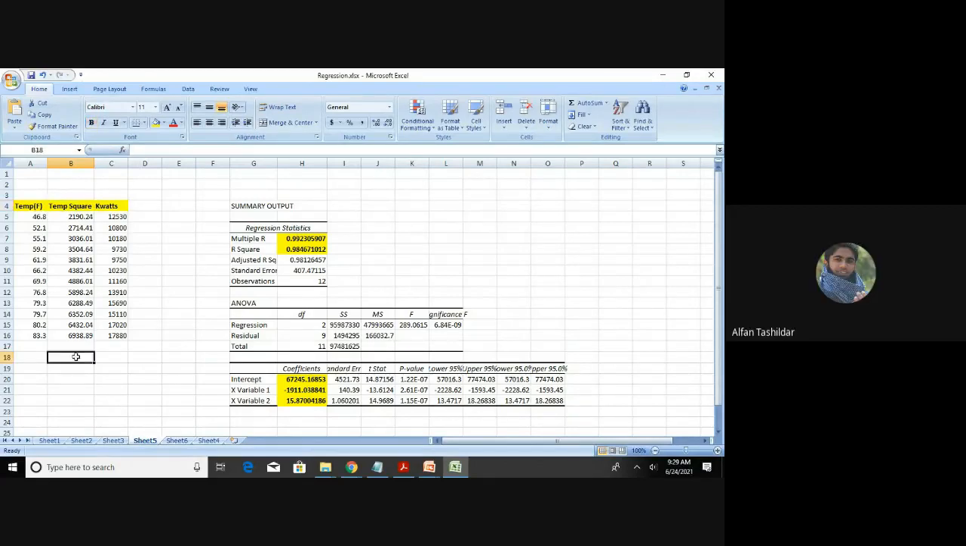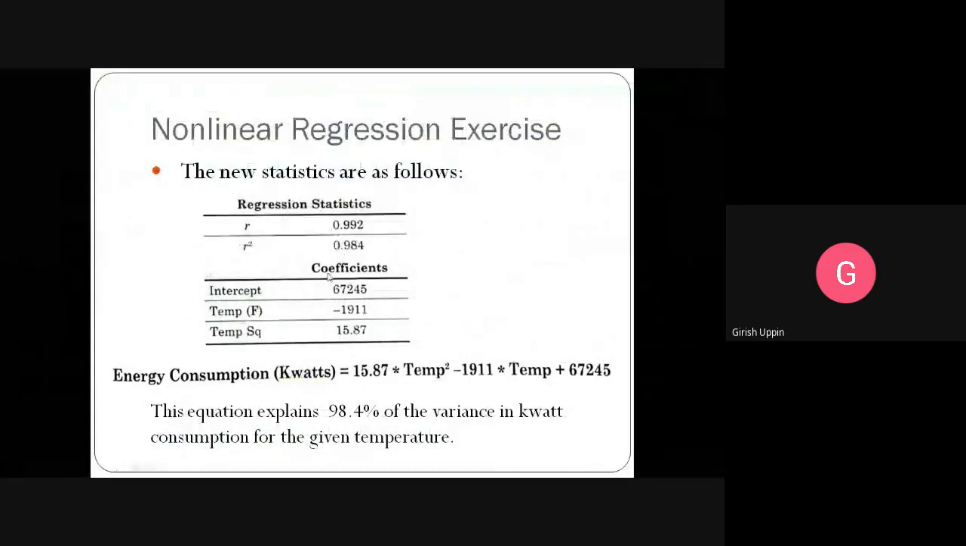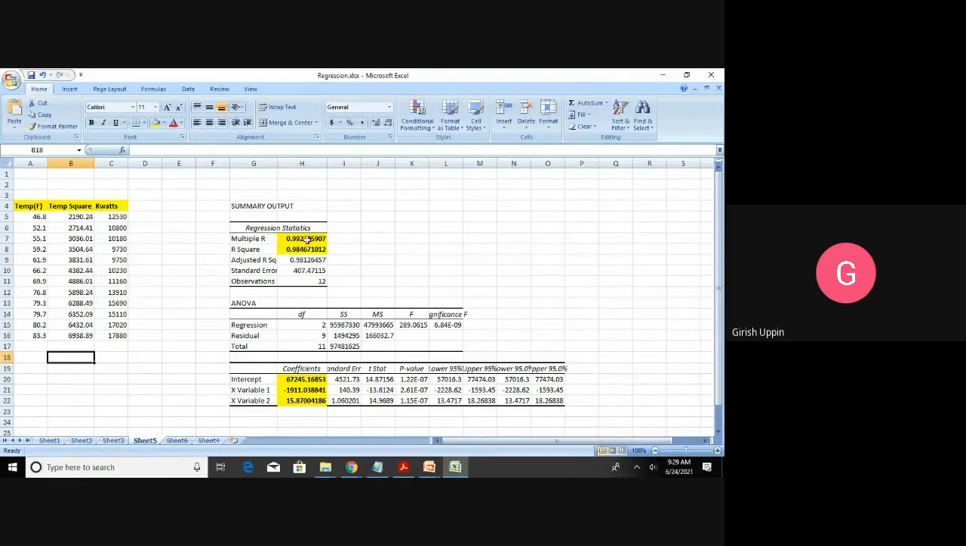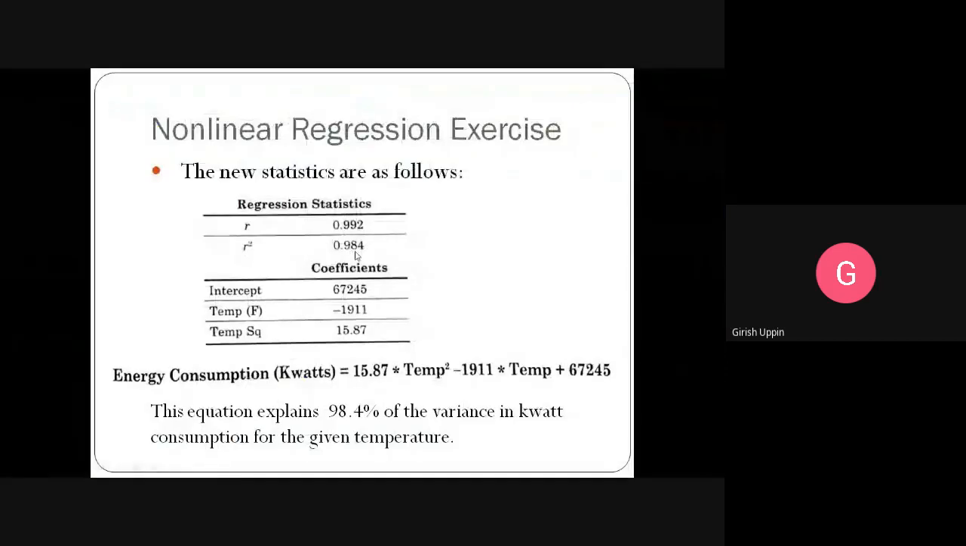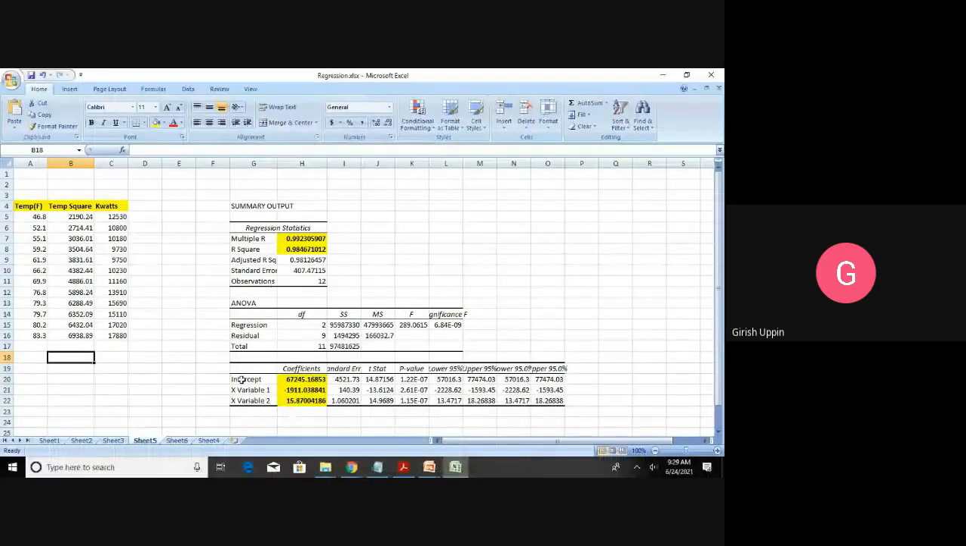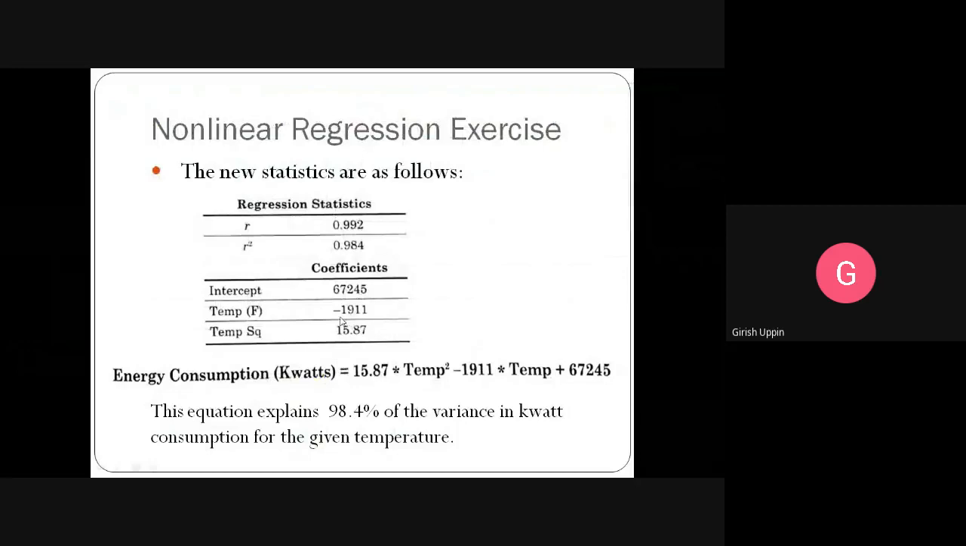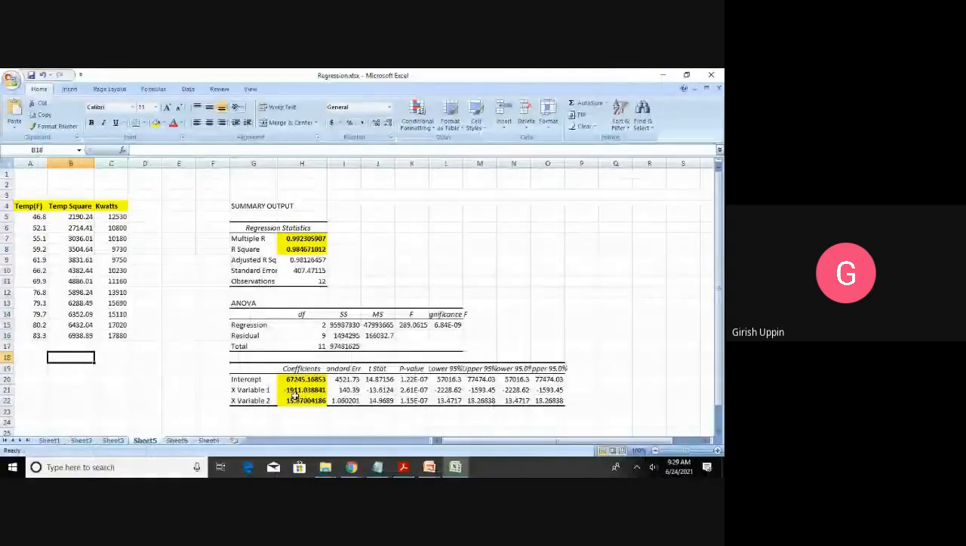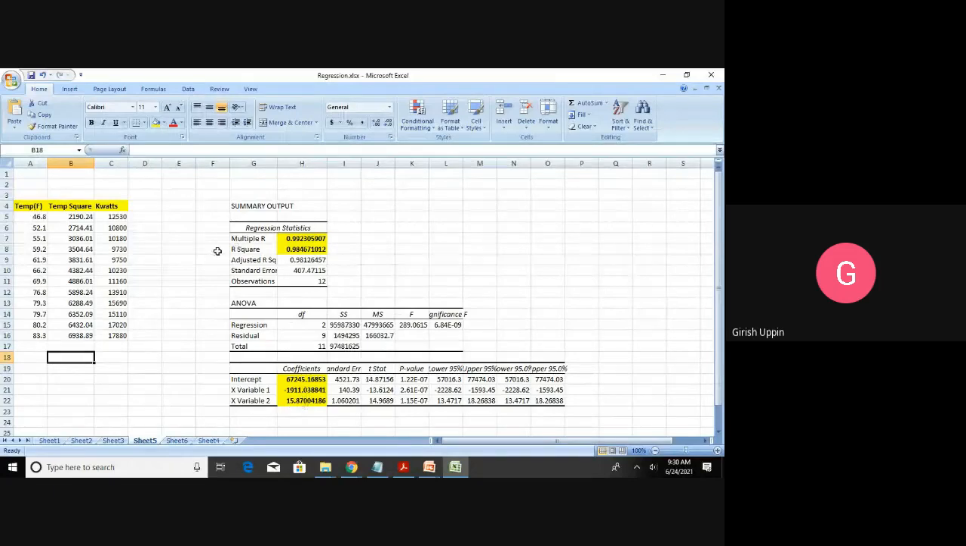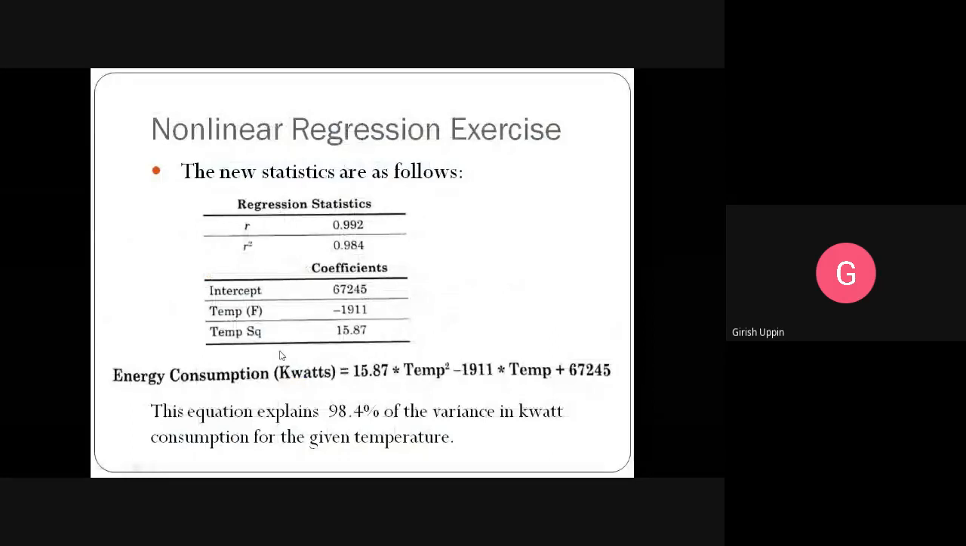So, how we got this one is by using temperature and the square of the temperature and kilowatt. When I run a regression on top of this in Excel, I get values like this. R value 0.99, R square is 0.984, and these are the coefficients. This is beta naught, beta 1, beta 2: 67,245, minus 1,911, 15.87. So this is the analysis that we can do using the Excel sheet, and similar values are shown in your textbook.